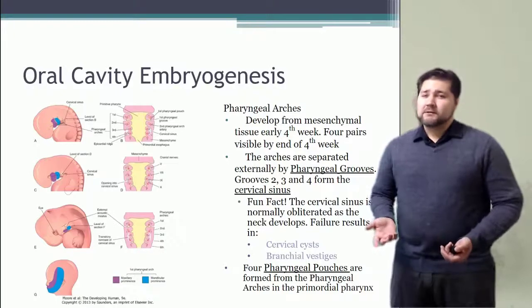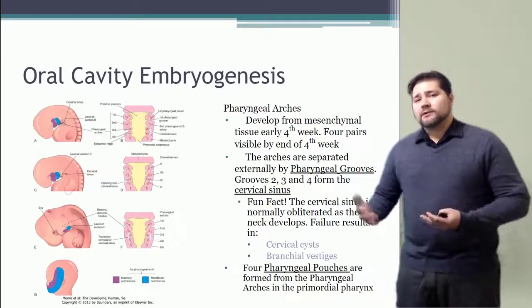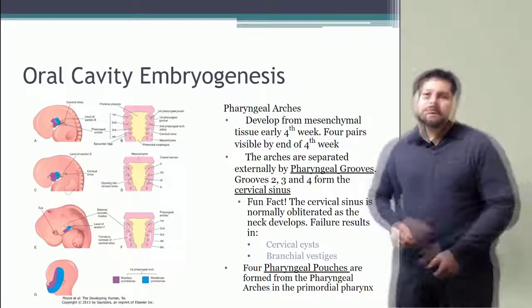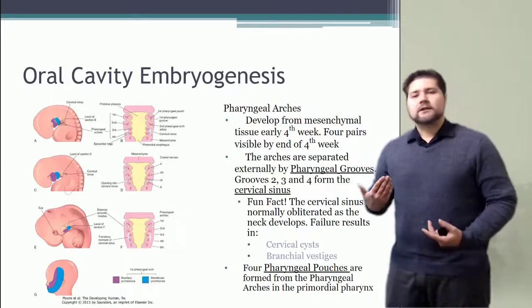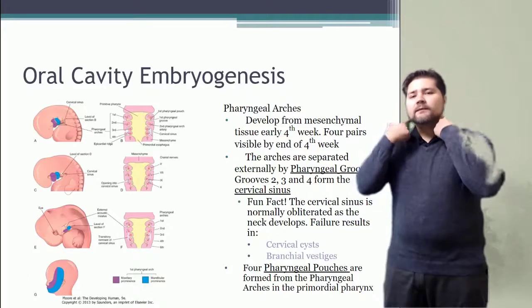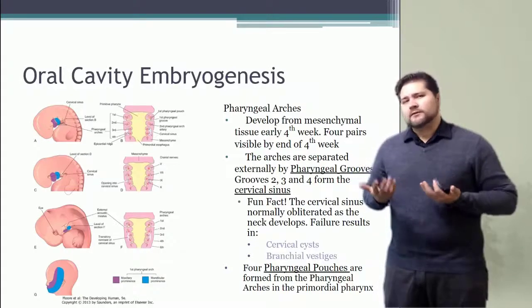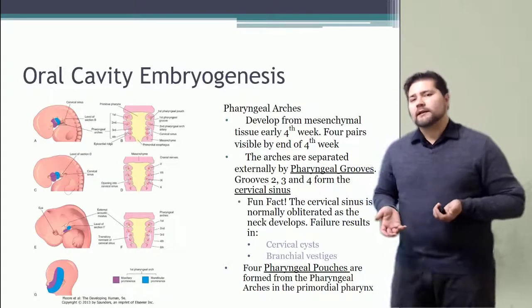But unfortunately, humans don't have gills, so we have to sit there and breathe boring air, which means these are going to go on and produce our head and neck supporting structures. Externally, each of these arches is going to be separated by a pharyngeal groove, and you'll see those on the lateral aspect here. Grooves 2, 3, and 4 will actually merge to create a super groove, also known as a cervical sinus, which should obliterate during development.